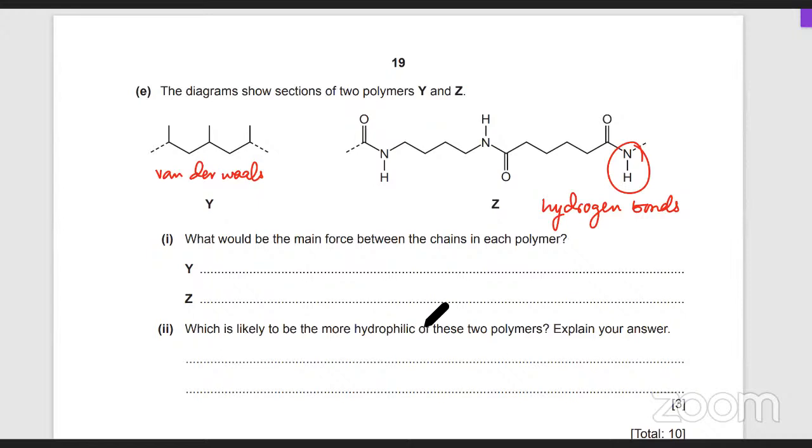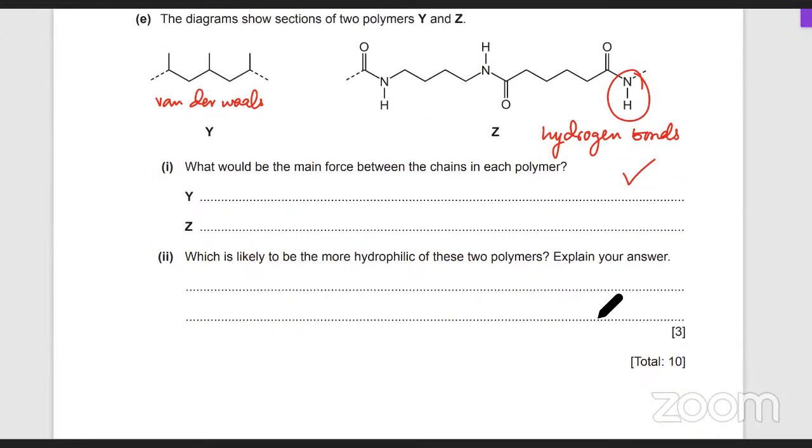Hydrophilic means water attracting. Earlier when we did a bit of biology, hydrophilic was used. Hydrophilic is water attracting, so obviously this one is the one that's going to attract water molecules, okay. Let's move on, clear question. Does Z have any dipole forces as well? Obviously it's going to have dipoles as well. If I wrote that, it would be fine. But the strongest is the main force. So I think he's looking for the strongest, right.